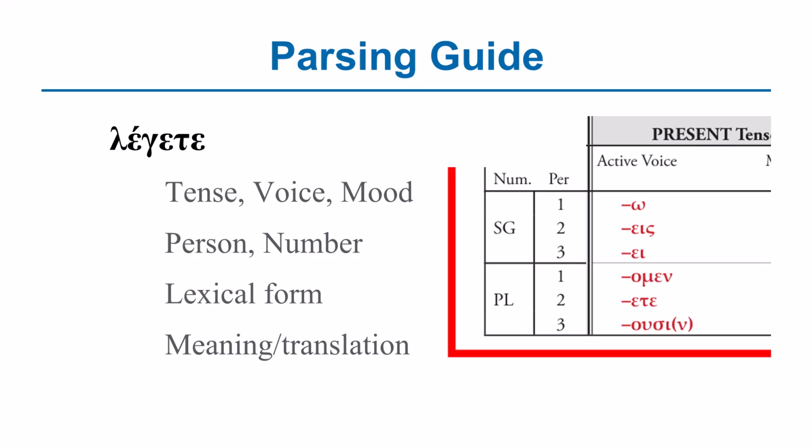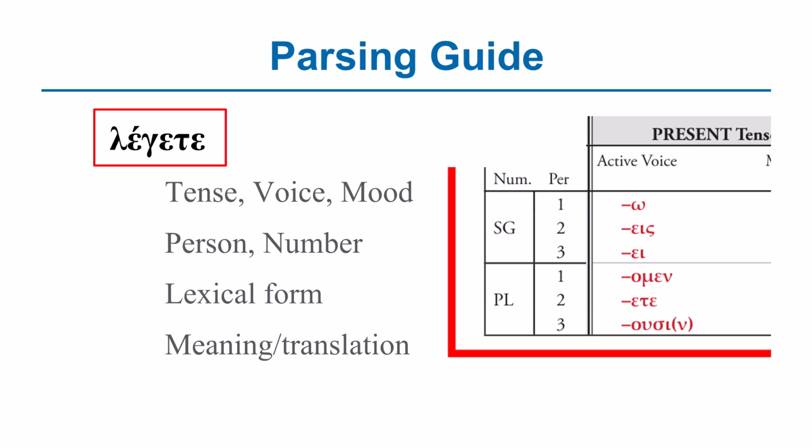So, what are the steps to follow when you're parsing? Step number 1, identify the part of speech. Is the word you're given a noun or a verb or a pronoun? Step number 2, use the ending to gather the details. If it's a verb, give the 5 details that are required: the tense, the voice, the mood, the person, the number. After you have identified the word to be a noun or a verb, and you have given the relevant information, then you translate the word that you're given. For example, in this case, you translate the word legete.